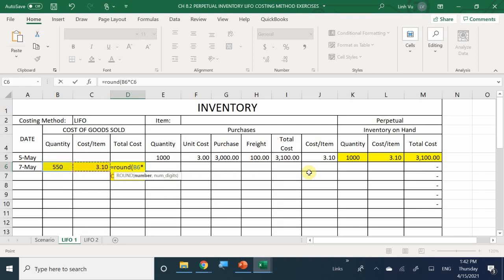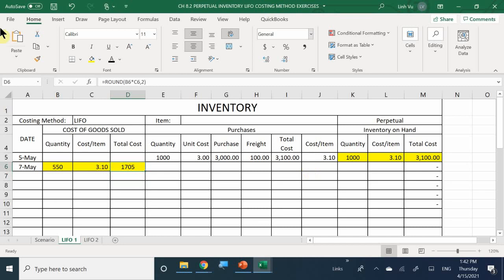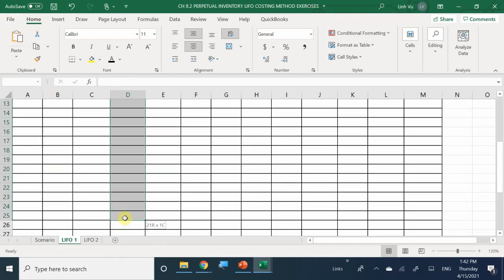Just so that I stay consistent. So I'm going to multiply my 550 times my 3.10 and comma 2. So then how much is my cost of goods sold? $1,705. Let me format this real quick so it's in terms of dollars.